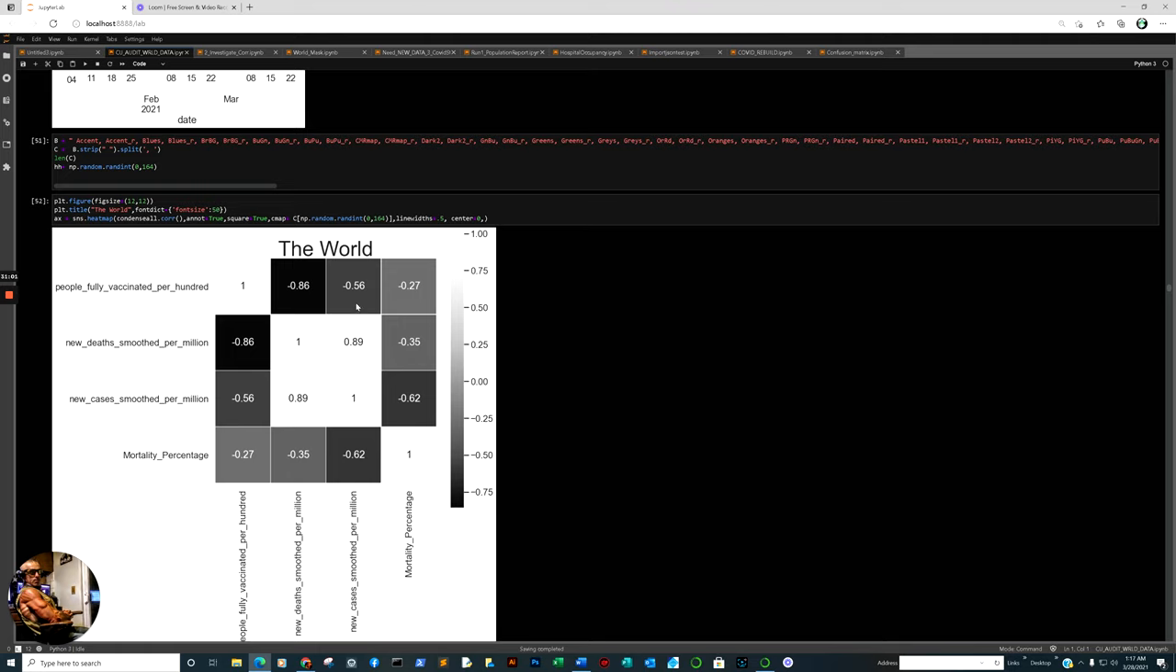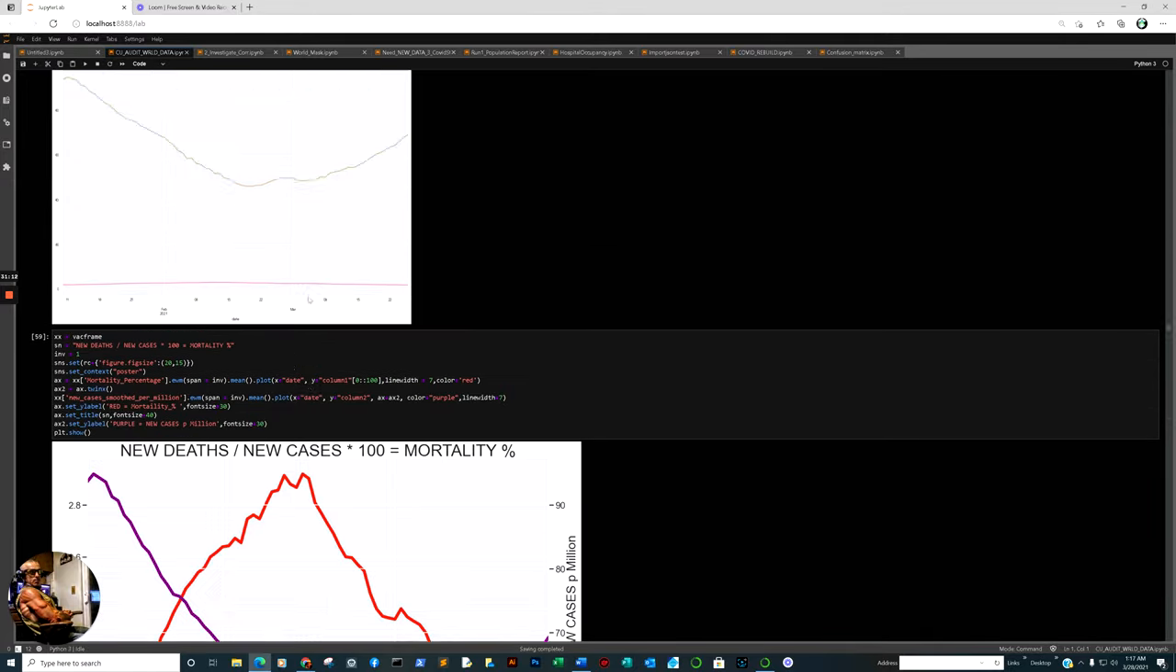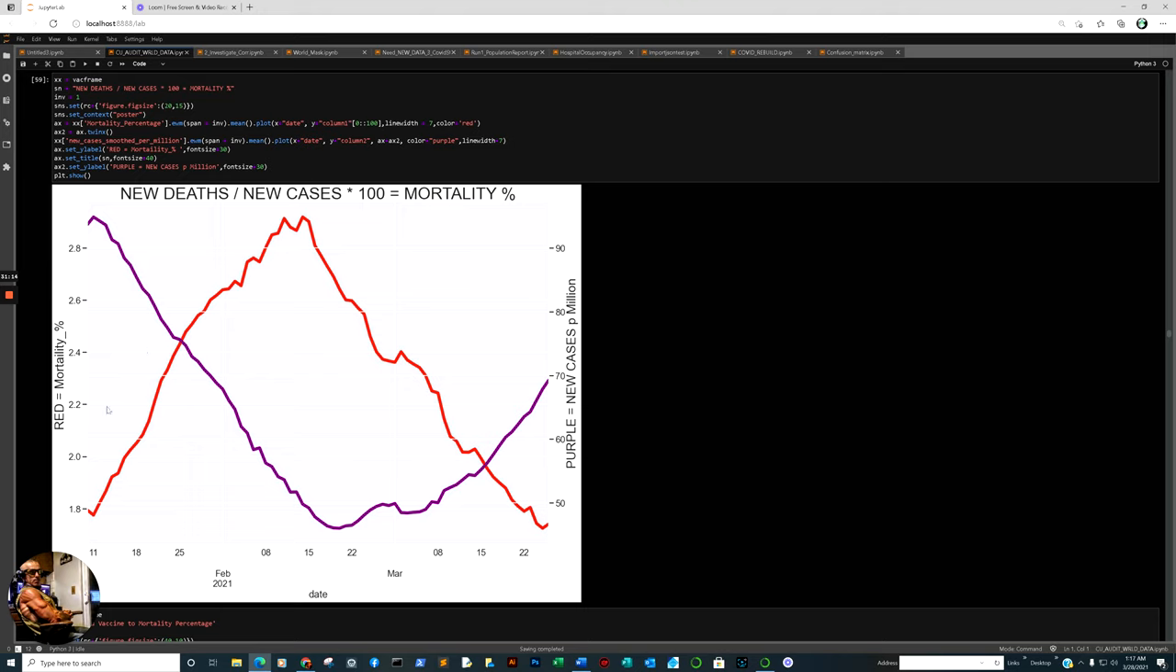And yeah, you can draw a correlation again, but it's not going to be weighted very strongly. And there's that. Look at this cross here, mortality percentage. Thankfully beginning to, look at that mortality percentage, look how low it is. And this is new cases per million. You see, look at that separation.